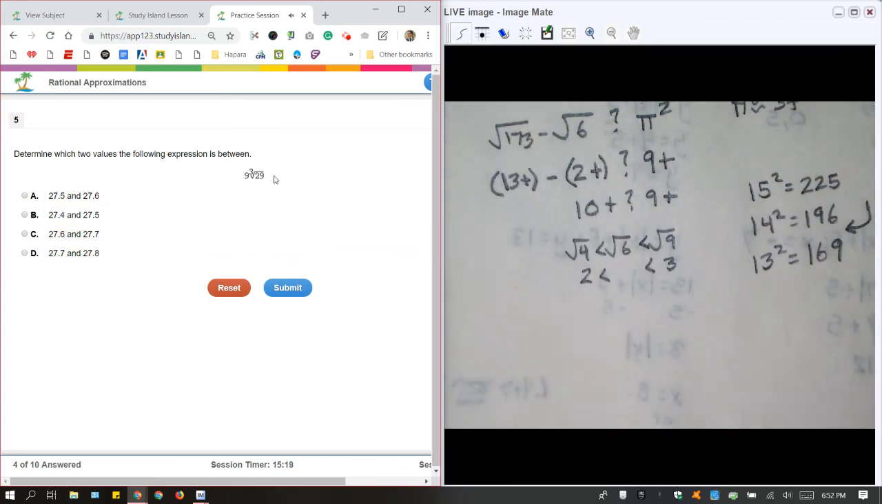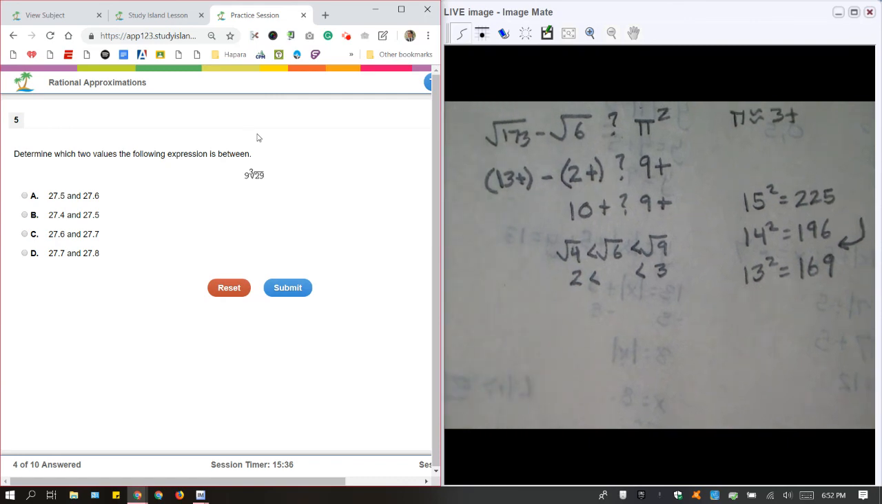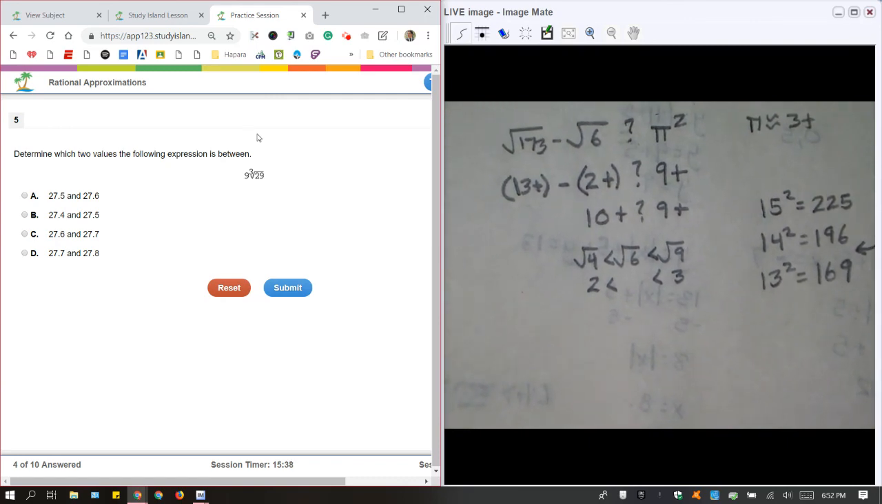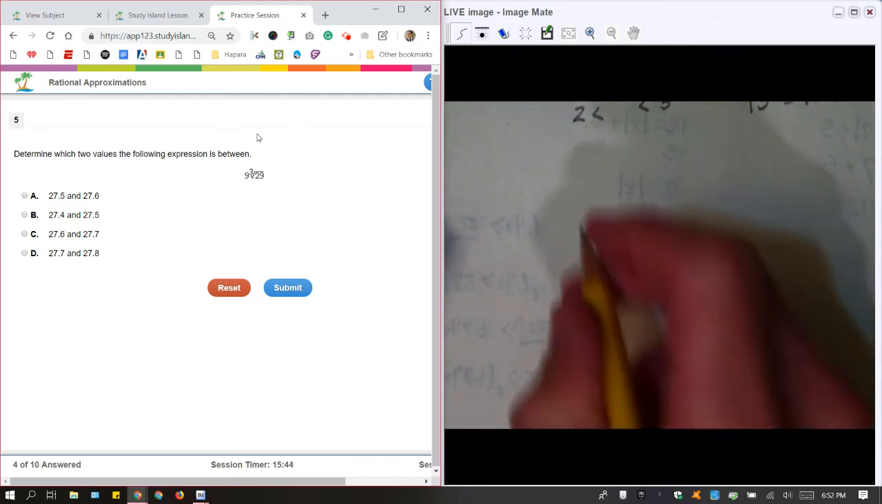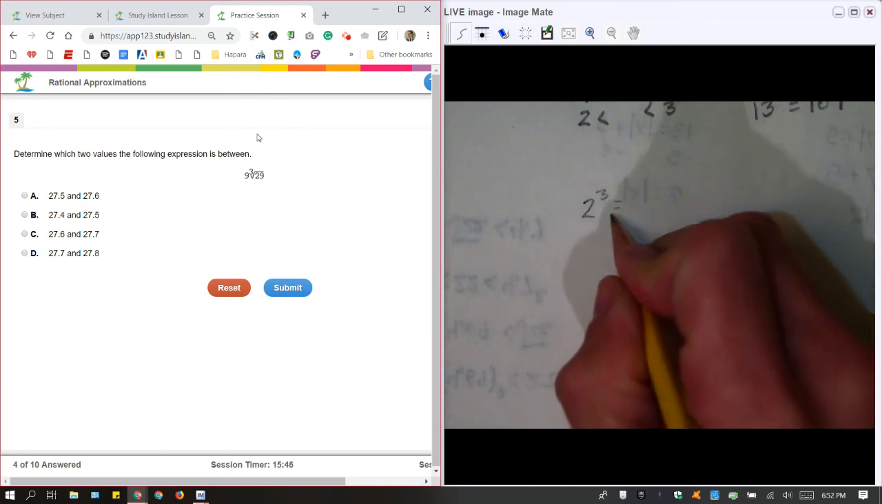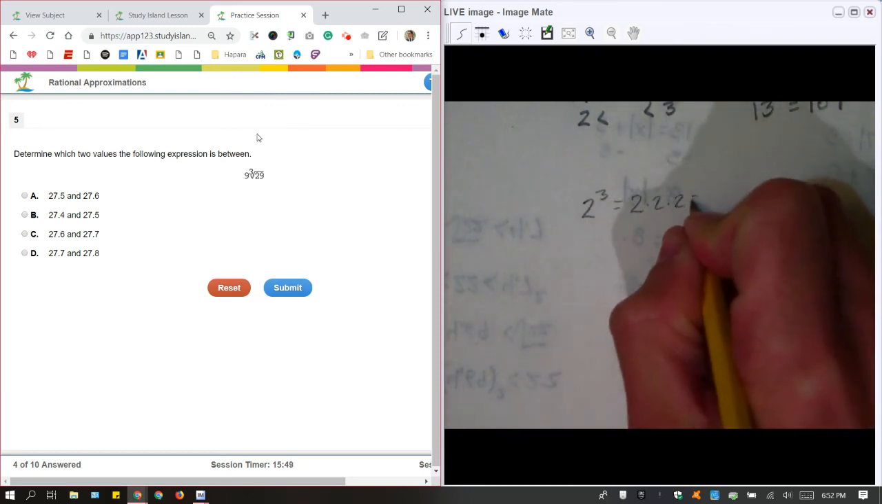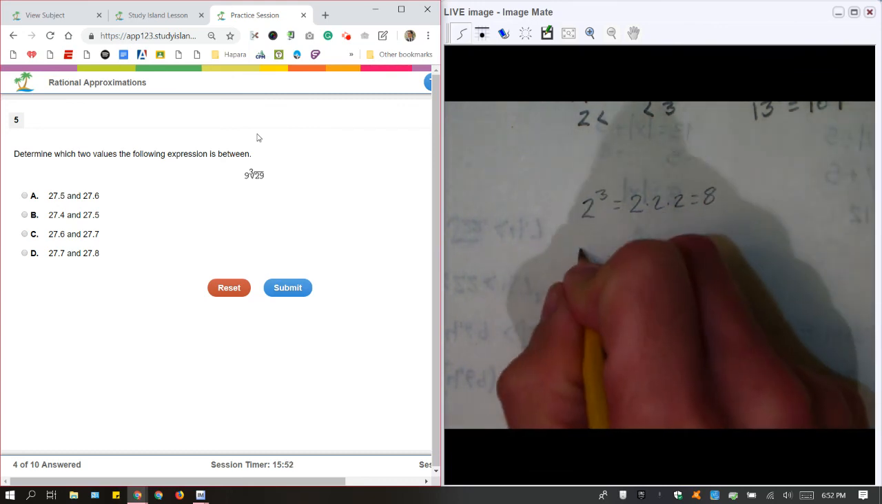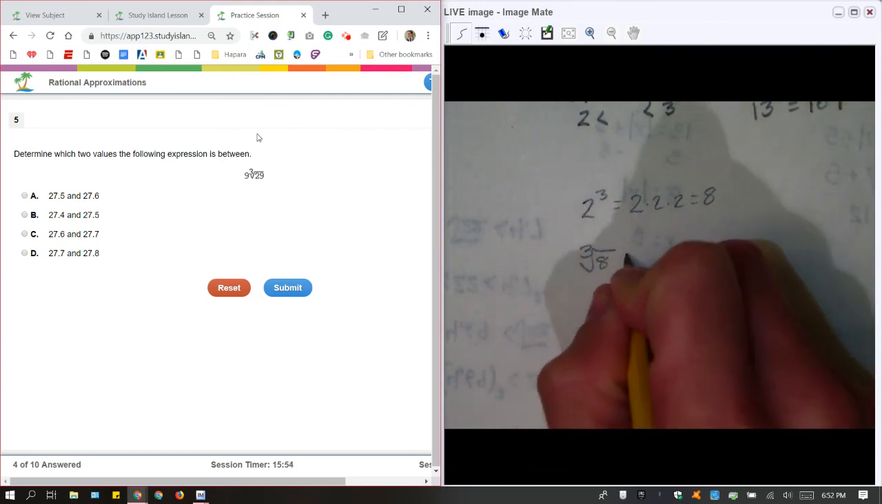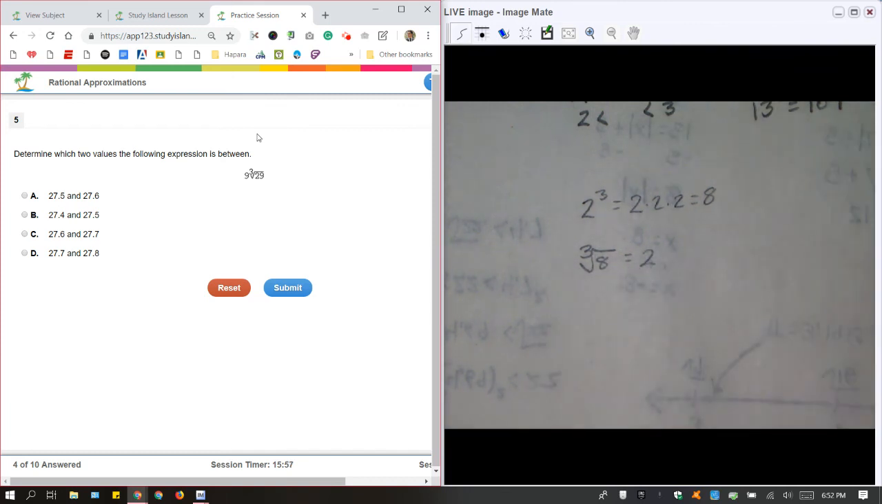After that, determine which two values the following expression is between. So this symbol right there, when you have a square root symbol but there's a 3 in it, it's not a square root symbol, it's a cube root symbol. And a cube root symbol works exactly the same way as a square root symbol, except it works with cubes instead of squares. So for example, what is 2 cubed? That's 2 times 2 times 2, which is 8. So if I want to go backwards, I would say, what is the cube root of 8? The cube root of 8 is 2. So that's what a cube root is.